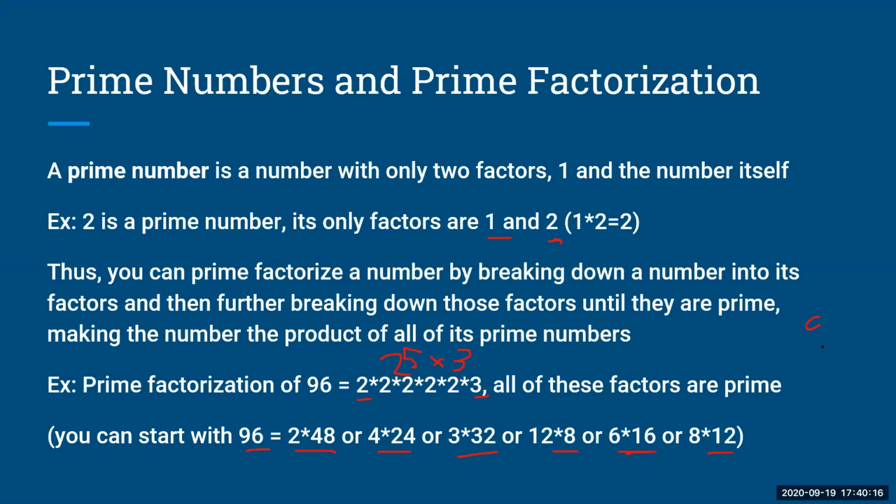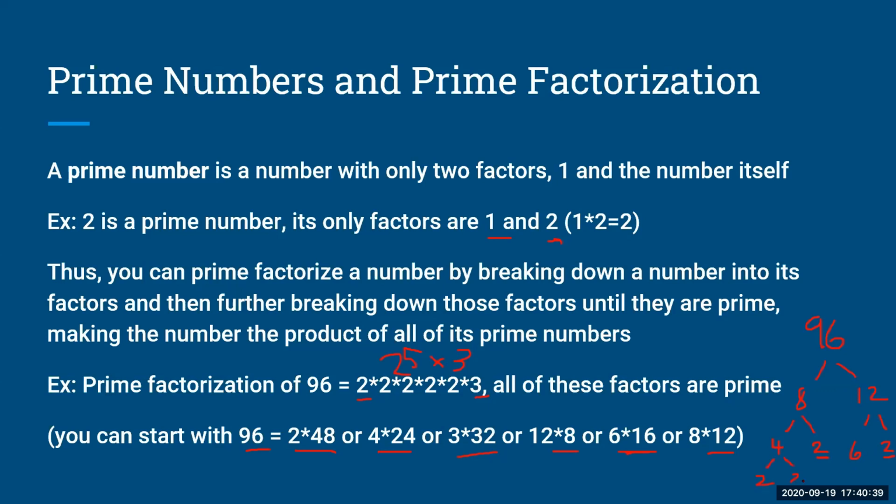So if I were to show it out, 96. Let's start with 8 and 12. Since 8 and 12 aren't prime, you can keep breaking them down. The factors of 8 are 4 and 2. The factors of 12 are 6 and 2. 2 is already prime, so you can keep it as is. But 4 and 6 are not prime, so you can keep going.